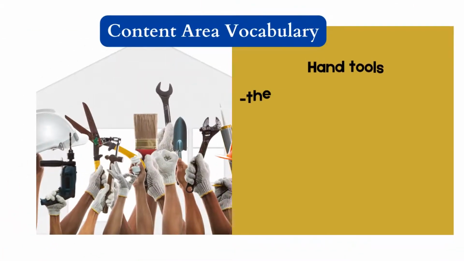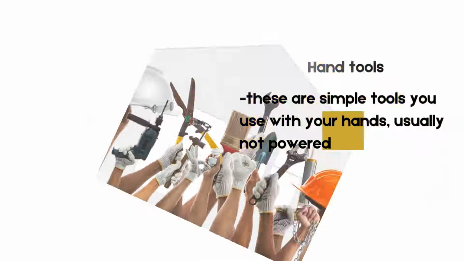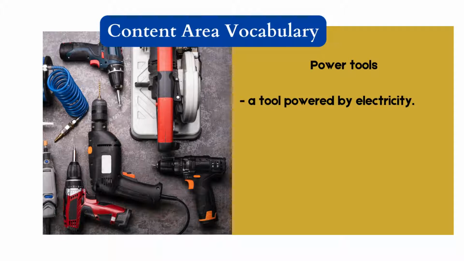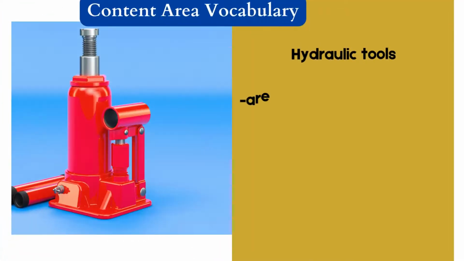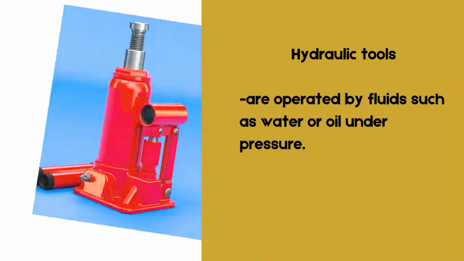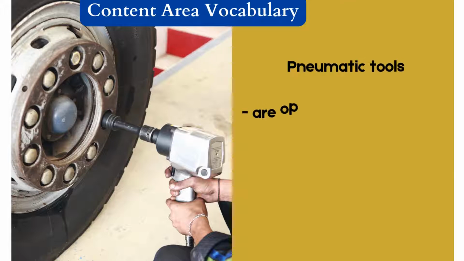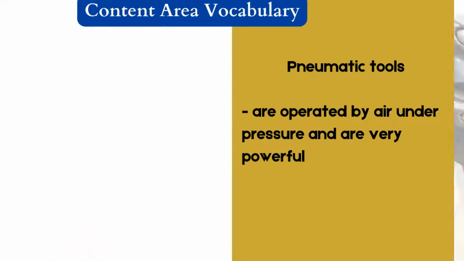Content vocabulary. Hand tools. These are simple tools you use with your hands, usually not powered. Power tools, a tool powered by electricity. Hydraulic tools are operated by fluids such as water or oil under pressure. Pneumatic tools are operated by air under pressure and are very powerful.